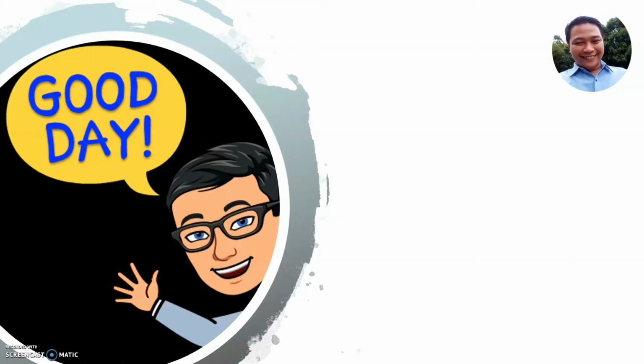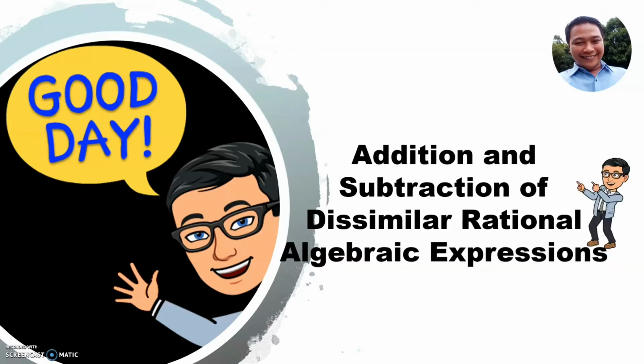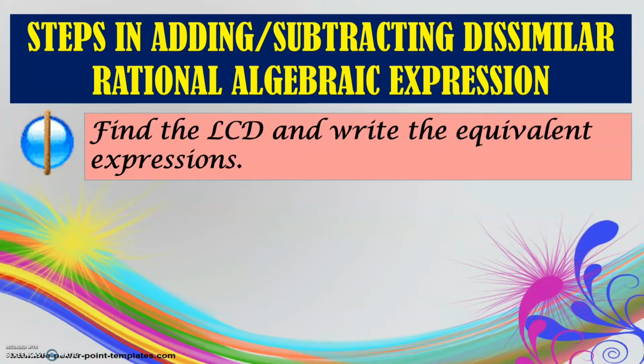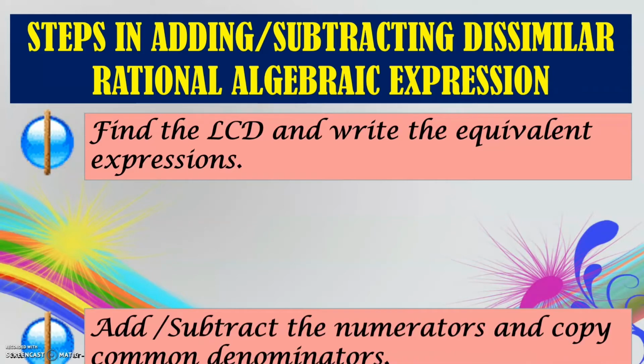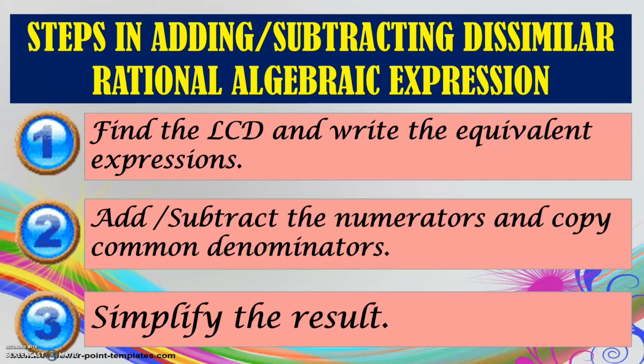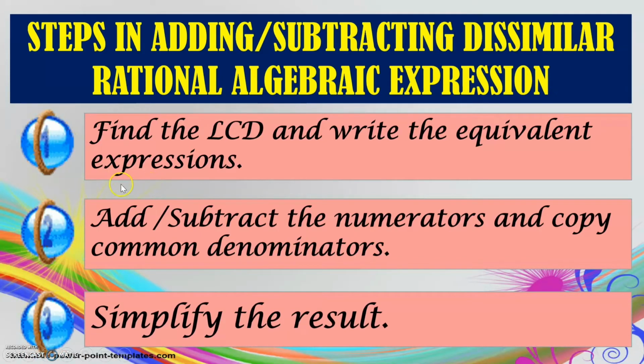Good day everyone! Our lesson for today is all about addition and subtraction of dissimilar rational algebraic expressions. Before we start, let us first enumerate the steps. Here are the steps in adding or subtracting dissimilar rational algebraic expressions. Number 1. Find the LCD and write the equivalent expressions. Number 2. Add or subtract the numerators and copy common denominators. And number 3, simplify the result.